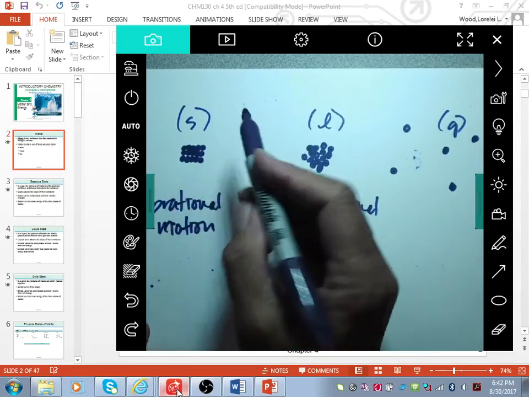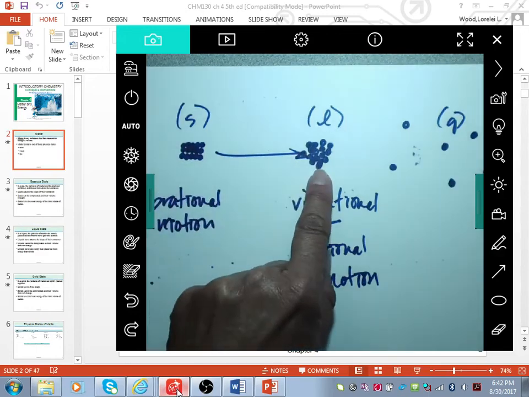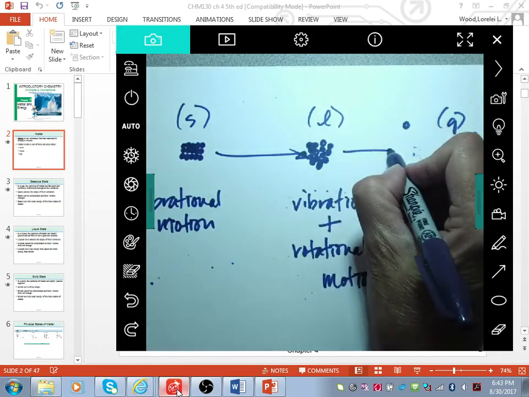So here we're adding energy when we go from solids to liquid. We add energy in the form of heat. I heat stuff up. Now it's vibrating, but now it's also rotating. So you're going like this, but then you're also rotating. So they're vibrating and they're rotating in a liquid and they're moving around. They're still touching each other, but they're a little bit farther apart. Finally, when you get to gases, then they're really far apart.